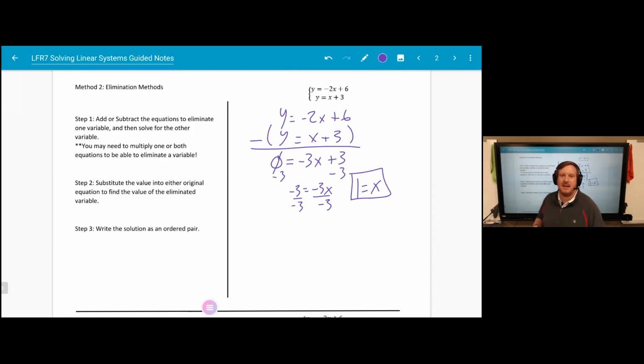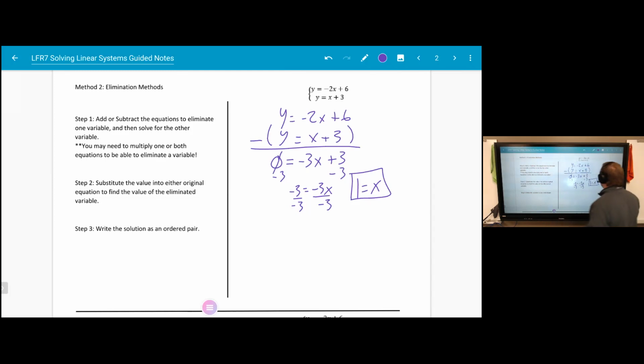But I'm not there yet, because in a line, if they intersect, it'd be an x and a y. Do we have anything that says y equals, or are we able to find y? Oh, hey, look at our original equations. Substitute the value into either original equation to find the value of the eliminated variable. We eliminated or got rid of y, so we need to get y here.